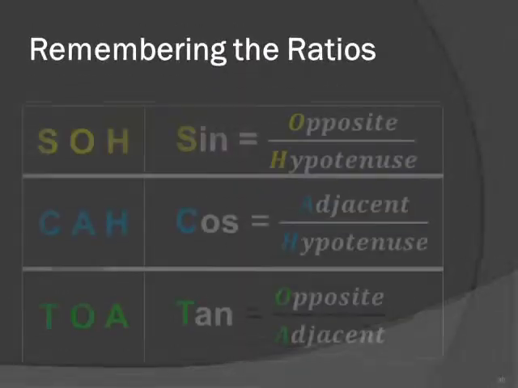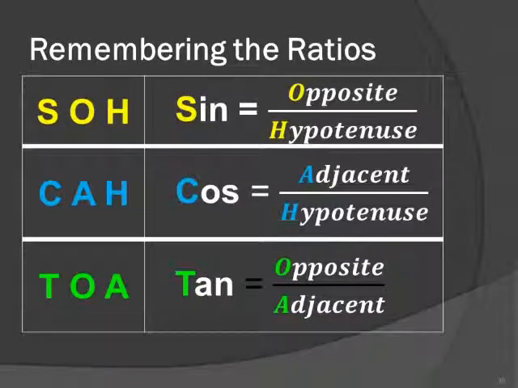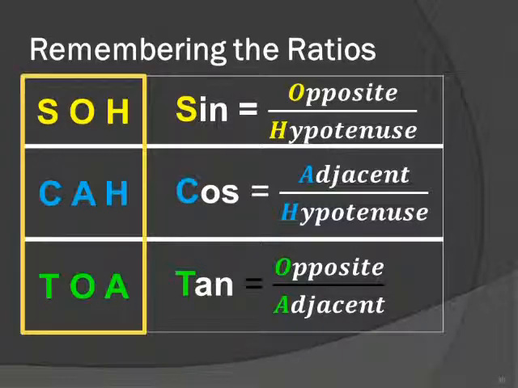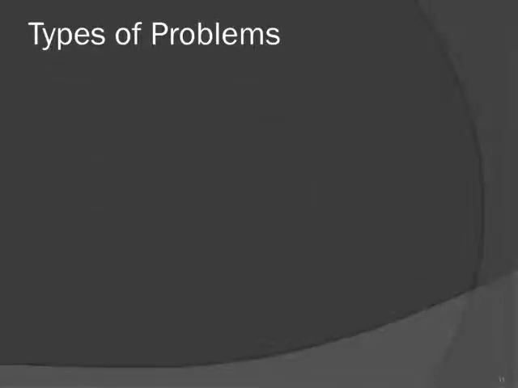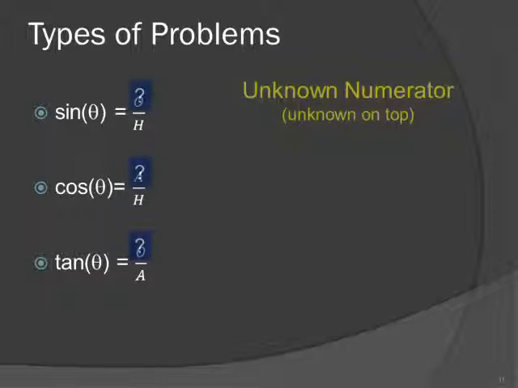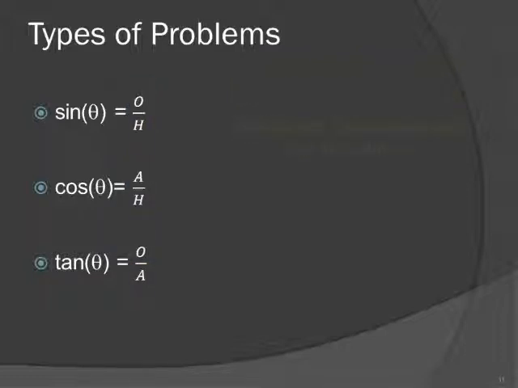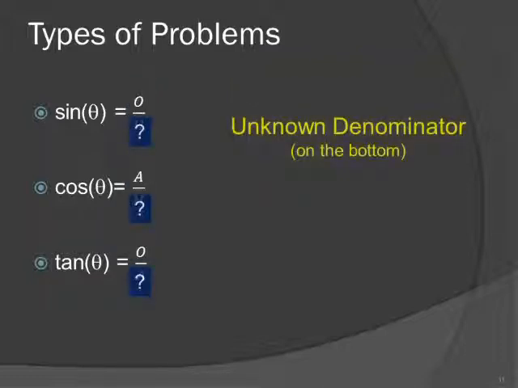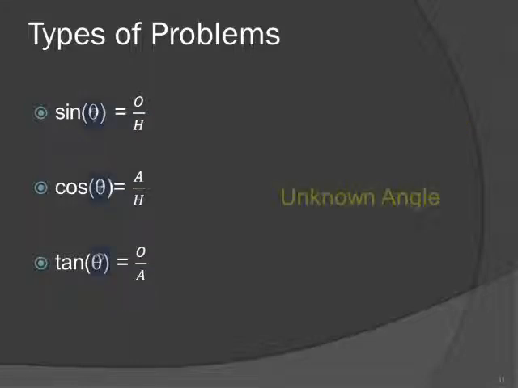Remembering the ratios. This is the key stuff. You get the ratio right, and then you use the correct type of problem, you won't make mistakes. So we have SOH, CAH, TOA. Types of problems: unknown numerator, unknown denominator, unknown angle.